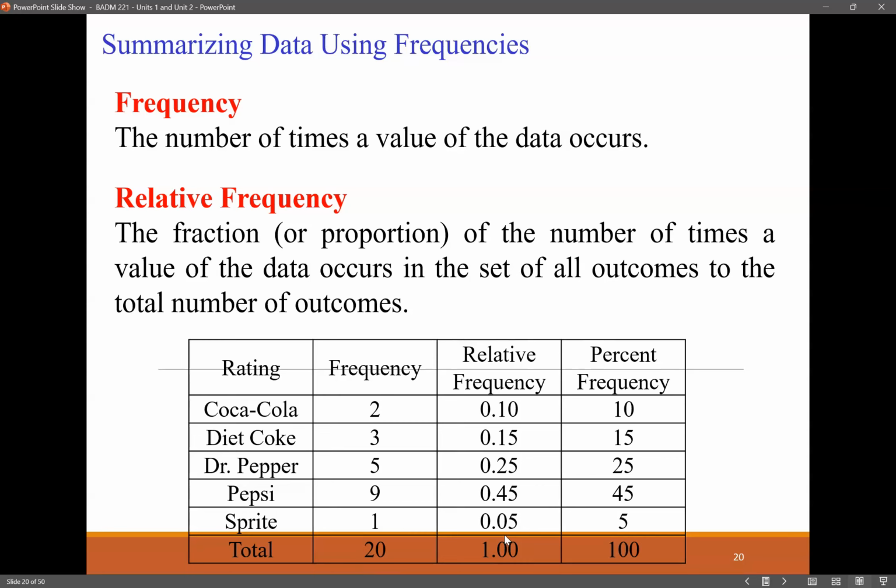So that total relative frequency should be equal to 1. And the percentage frequency is the relative frequency multiplied by 100, so you get the percent frequency, and hence the percent frequency should be equal to 100 in total.